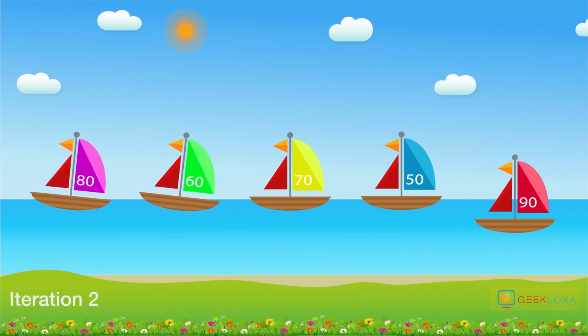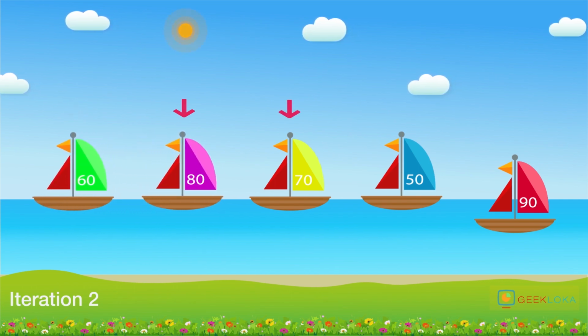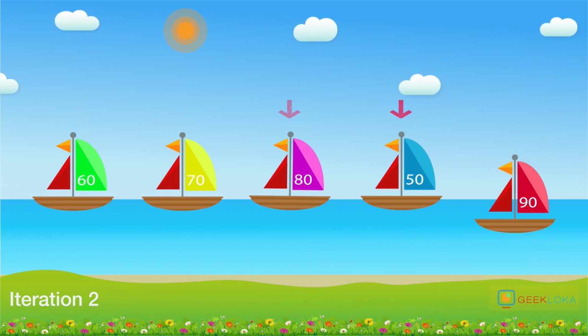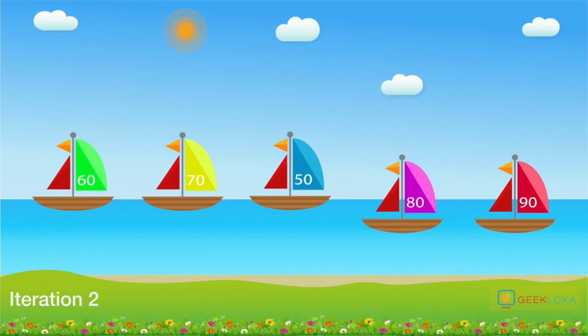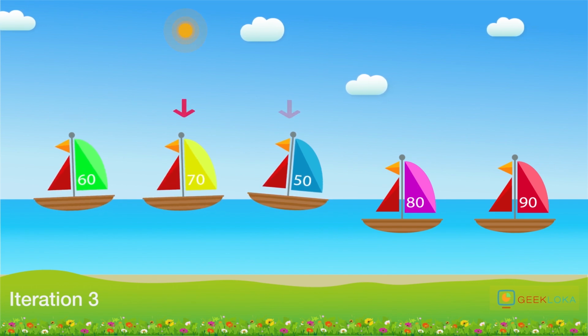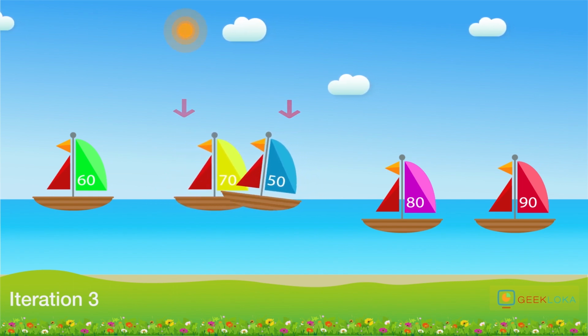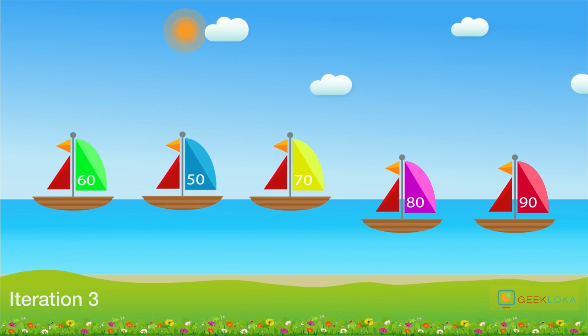Second iteration, the boats are now 80, 60, 70, 50, 90. Starting again, 80 swaps with 60, then with 70, and finally with 50. The order after the second iteration is 60, 70, 50, 80, and 90. Third iteration, the fleet is now 60, 70, 50, 80, and 90. 60 stays put as it is smaller than 70, but 70 and 50 swap, bringing our arrangement to 60, 50, 70, 80, and 90.